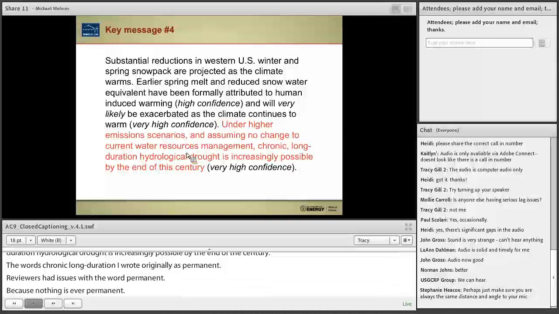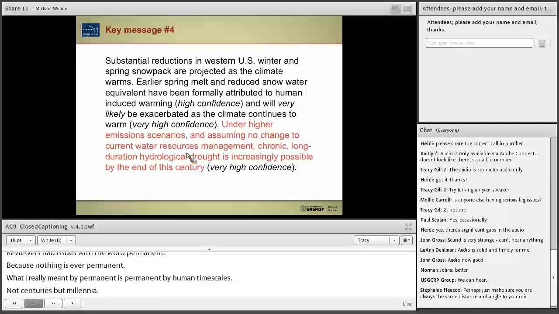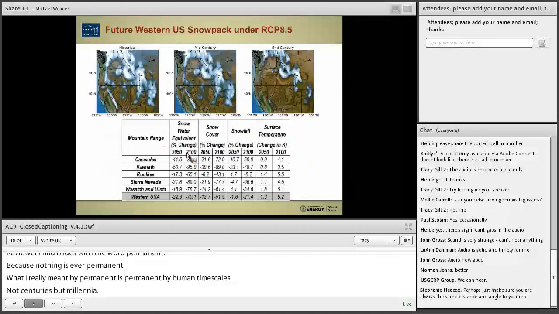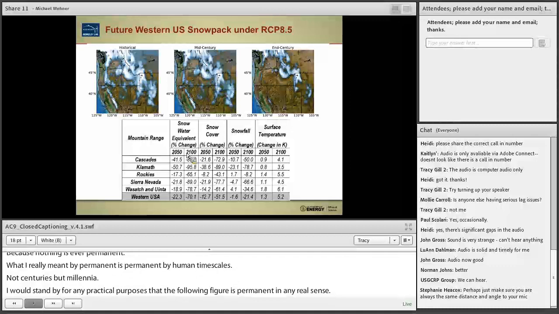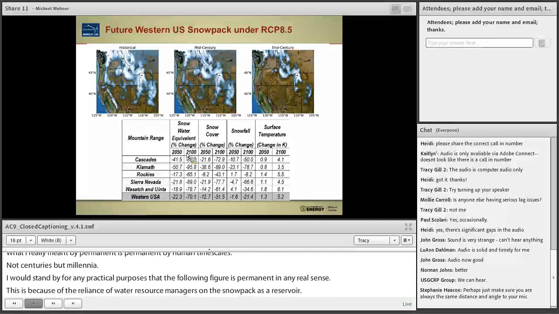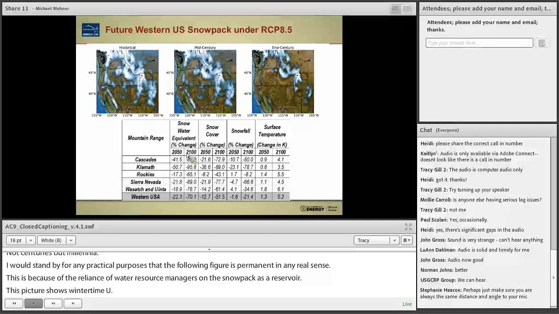And I think I would stand by, for any practical purposes, that the following figure is permanent in any real sense. And this is because of, in the Western United States, the reliance of water resource managers on the snowpack as a reservoir. Well, this picture shows wintertime U.S. snowpack in a simulation that does a remarkably good job of simulating the observations.